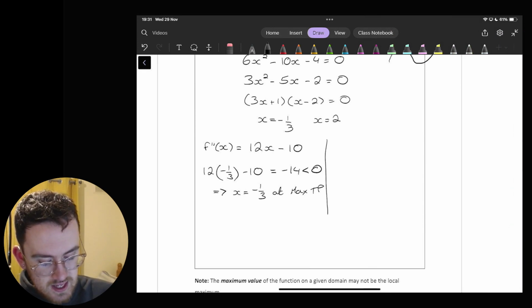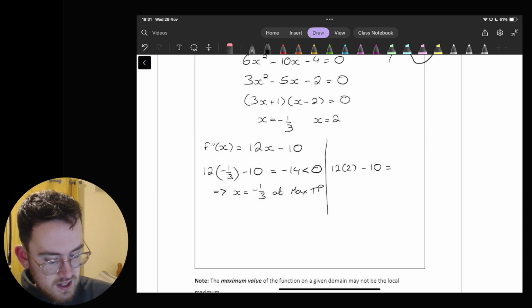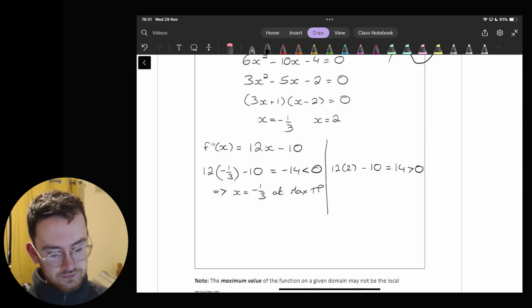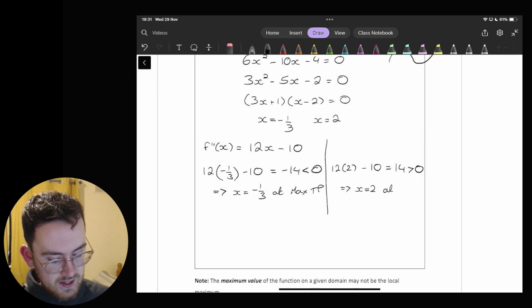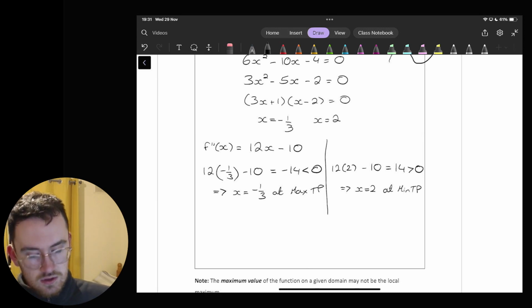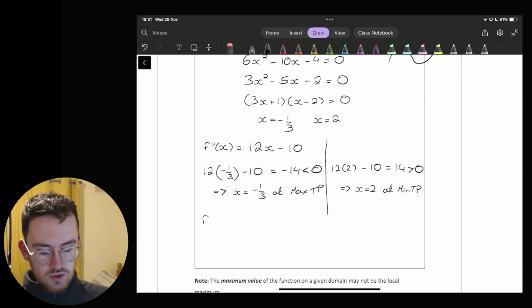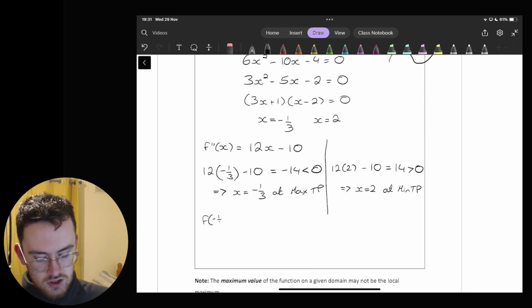Let's try the second x value here. So that's 12 times x equals 2, minus 10. That's going to give me plus 14, which of course is greater than 0. Okay, so that therefore means that x equals 2 is a minimum turning point. So now we just need to find the y values that go with each of those, and to do that we're going back to the original function.